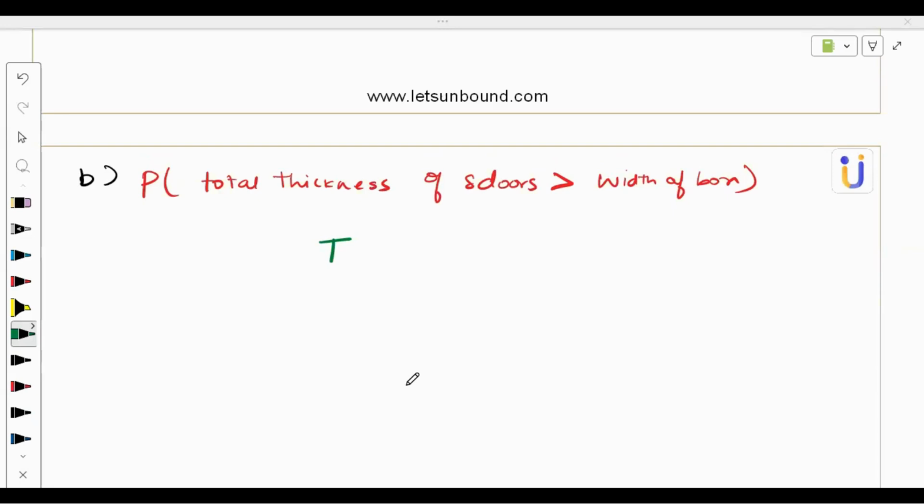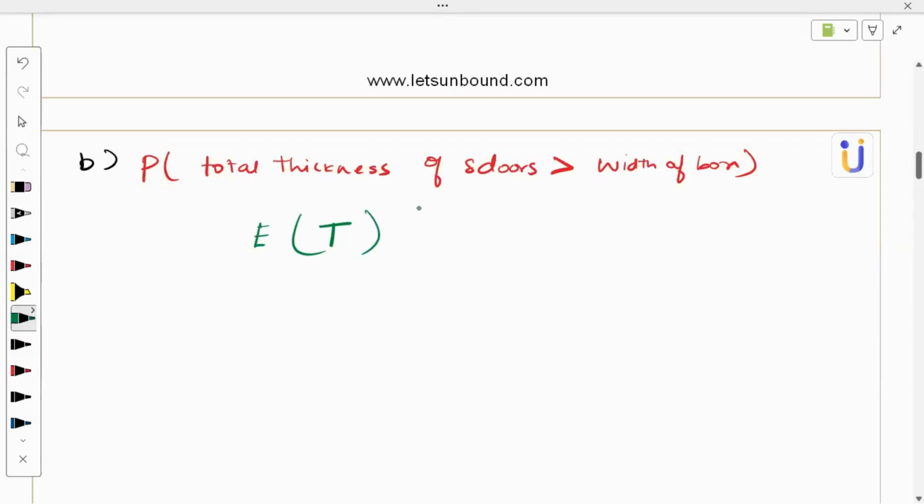So we will deal with mean and standard deviation. How to find standard deviation and mean in this case? E of T, the expected value of T: I know the mean for the total thickness, which is 10. Now that is just for one door. For 8 doors, it is going to be 8 times 10, so 80.